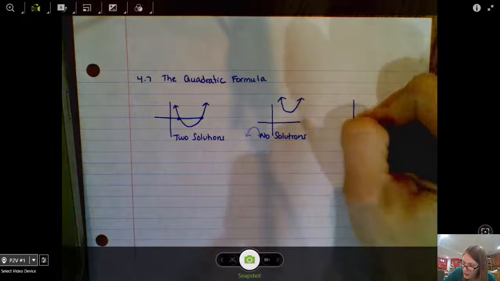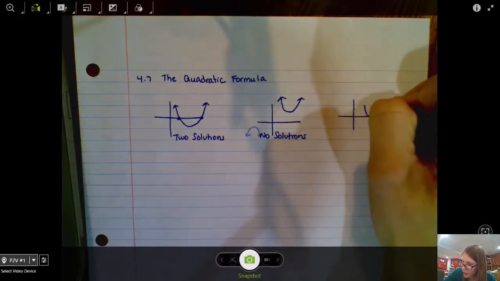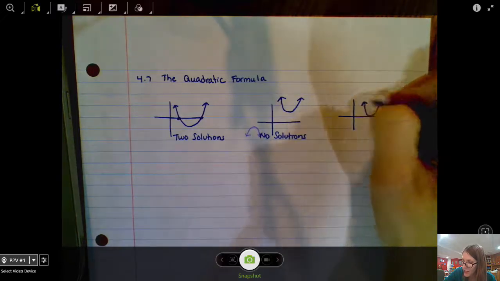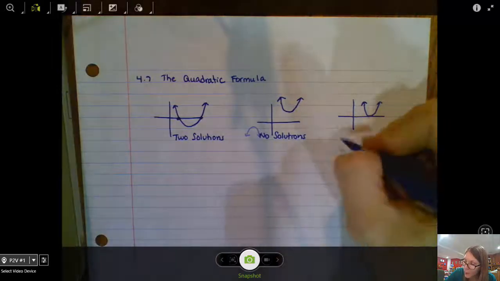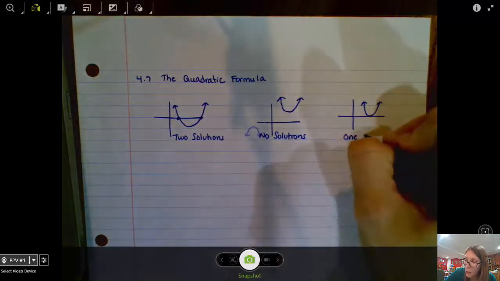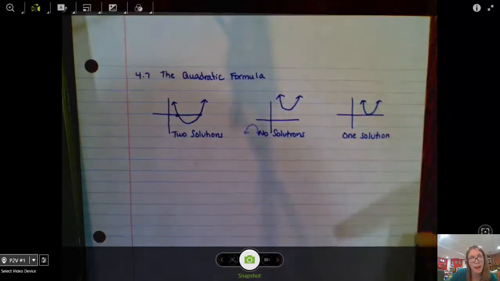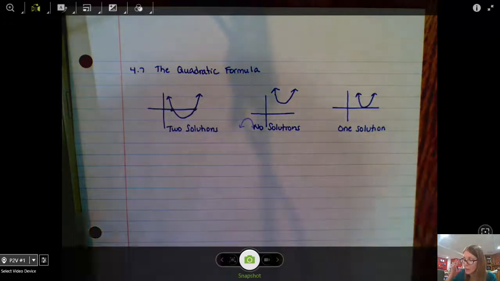Or the one that's really easy to forget about, the vertex of my parabola could be on the x-axis, which means we would really only have one solution. So all of these possibilities exist for the number of solutions of our quadratic equation.